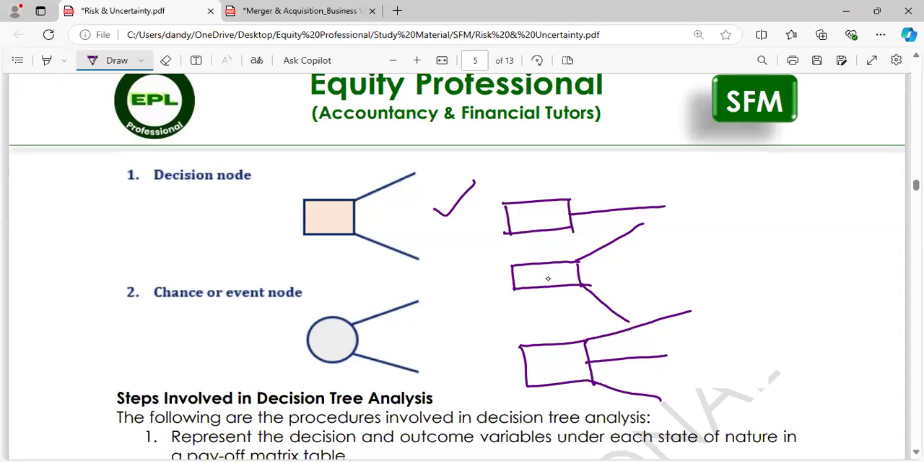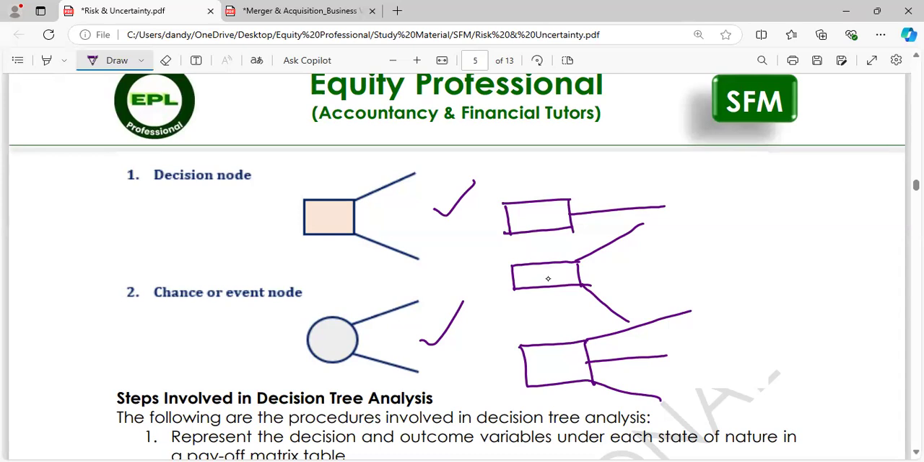Now, immediately after the decision node, you have to consider the event node. The event node is where you are going to assign the probability of occurrence and the state of nature. Remember, we said the state of nature is the events in the economy. You can have good, bad, worse. There could be success, failure, optimistic, most likely, pessimistic. You can have high, medium, low. All sorts of things can be the state of nature.